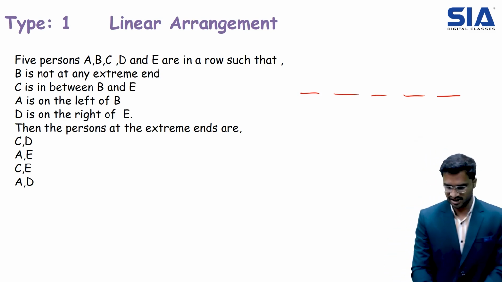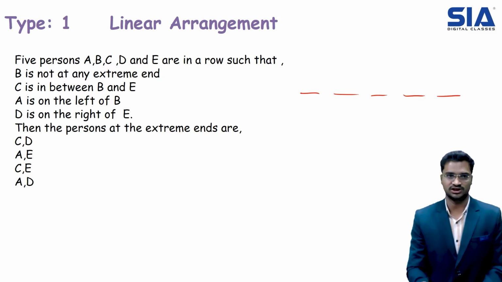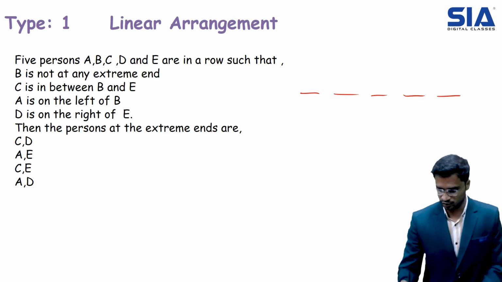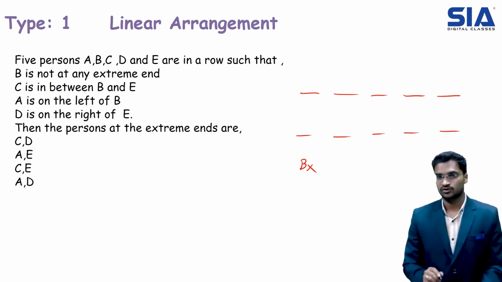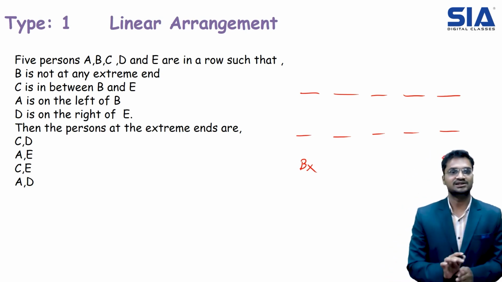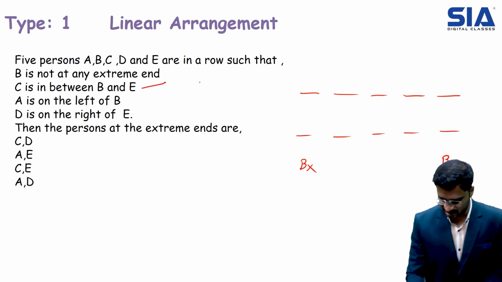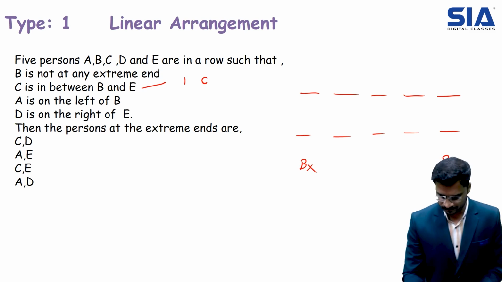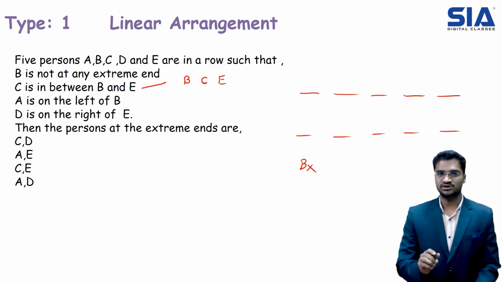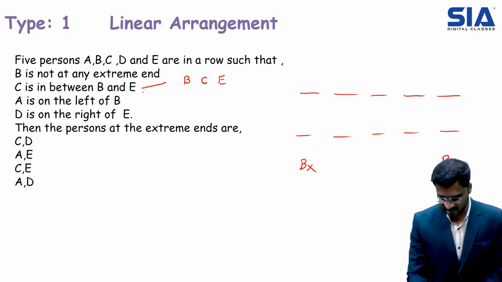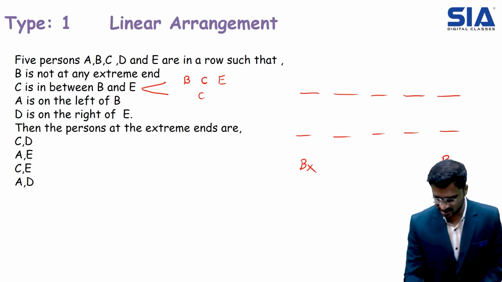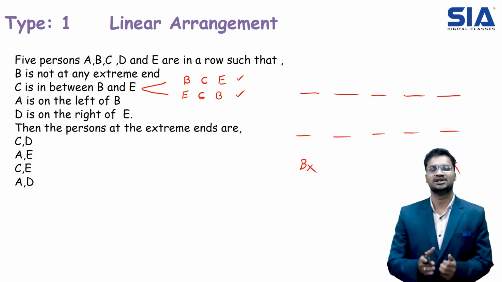5 persons A, B, C, D and E are sitting in a row such that B is not at any extreme. So he is saying that the person B is not sitting at any extreme ends, and C is between B and E. So this statement says that the person C is sitting between B and E, and in this second statement itself, I can write this as another condition which says C is sitting between E and B. Both of them are valid because in both of these C is sitting between E and B, but their order has been changed.